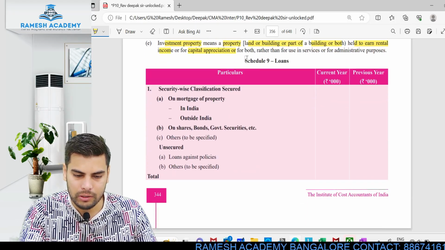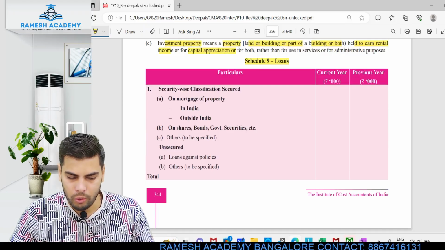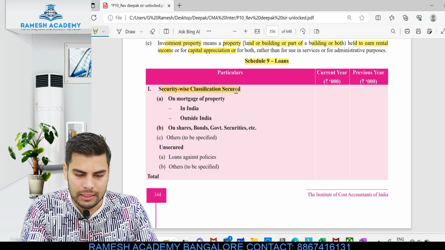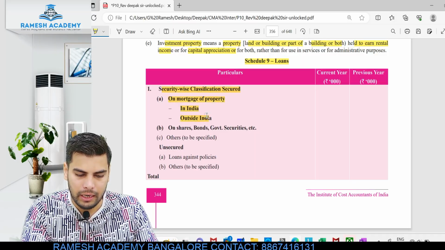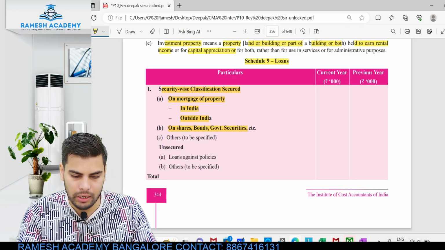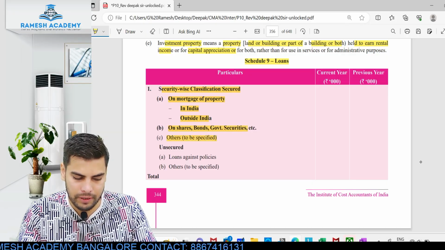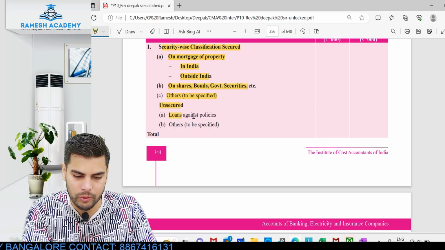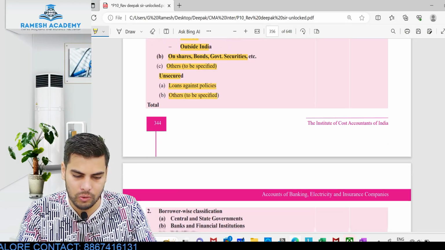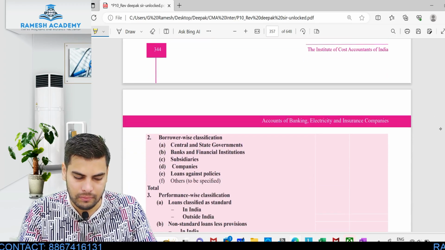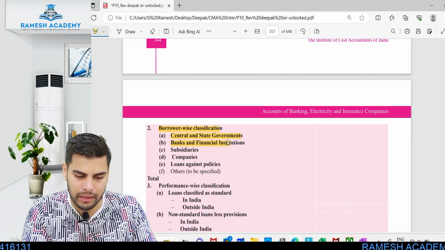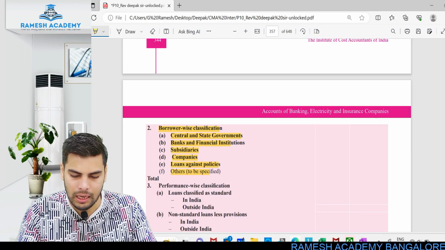Alright. So let's look into schedule number 9, that is relating to your loans. When it comes to loans, security wise classification is on mortgage of property in India and outside India, on shares, bonds, government securities and others. So you'll be showing the secured portion as well as the unsecured portion. Same way, unsecured portion, loans against policies, and loans other than these. And same way borrowings: borrowings from the central or state bank, banks and financial institutions, subsidiary companies, loans against property or policies, others.